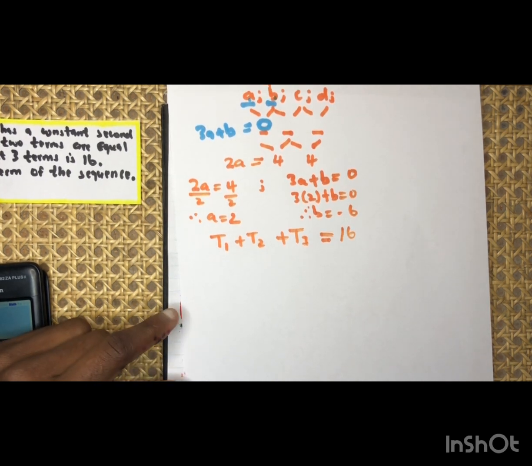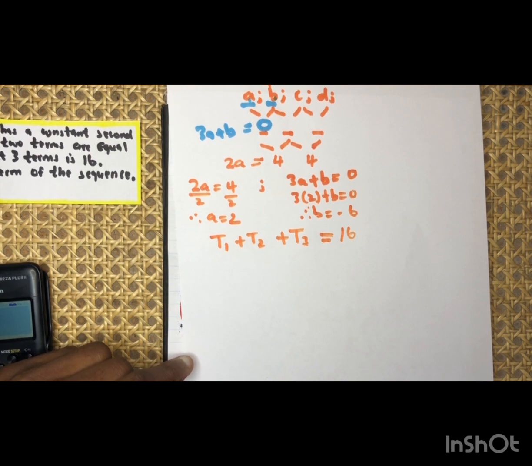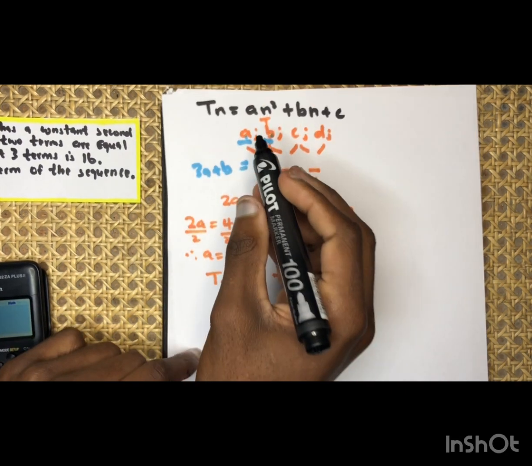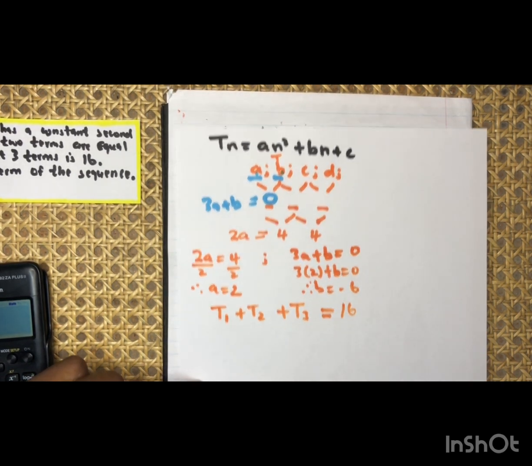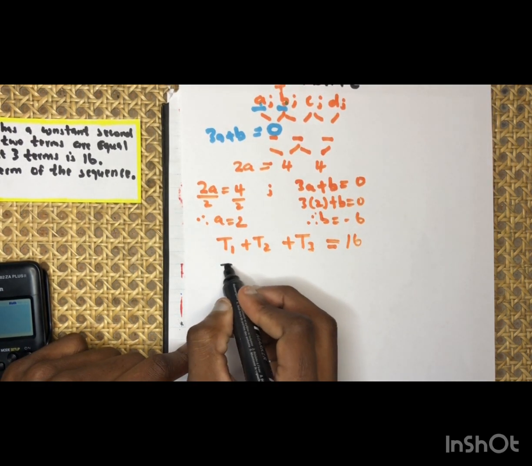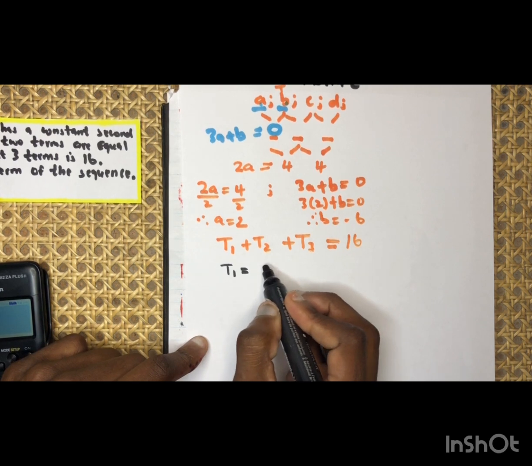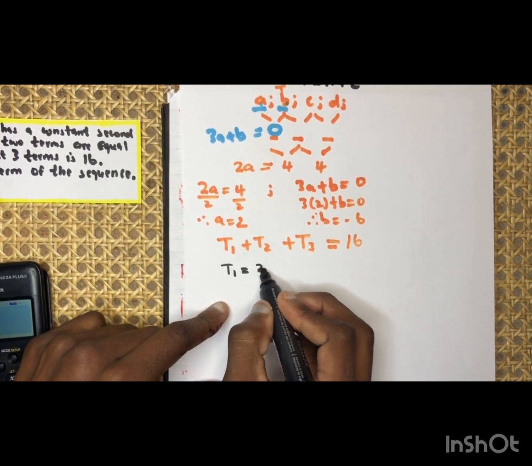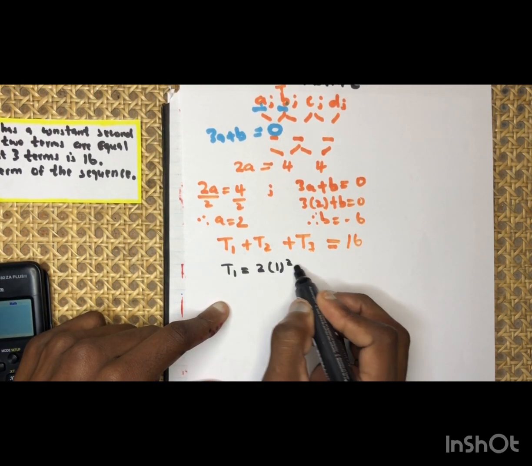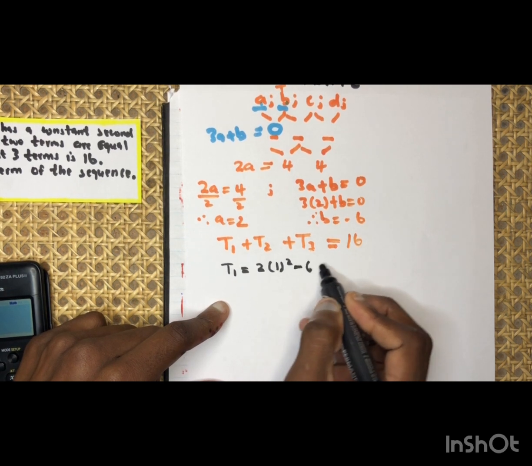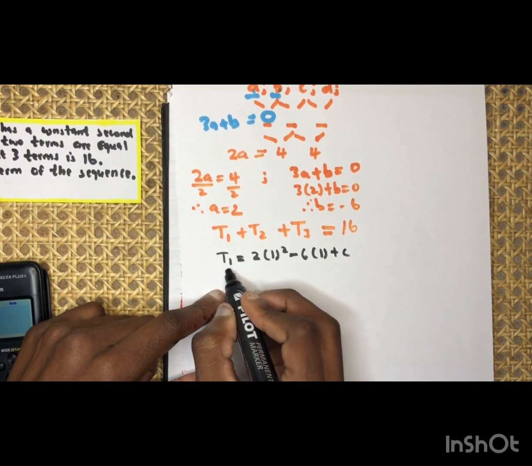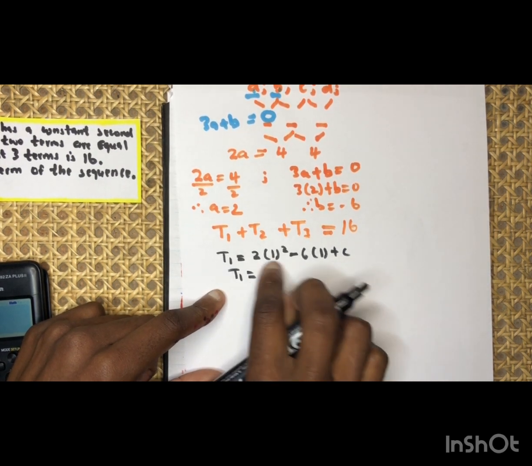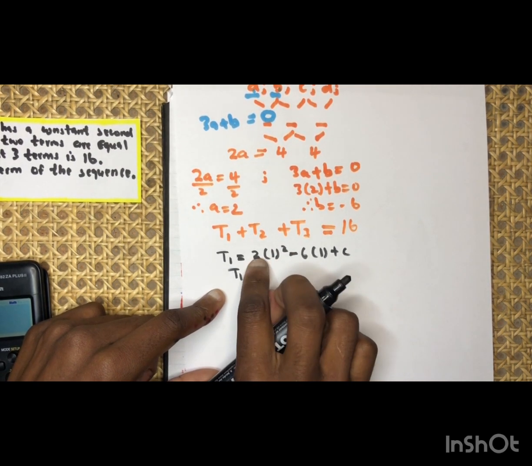Now remember, how can you find T1? Okay, let's break it here. We can find T1 by using the general formula. So T1 will be equal to, your a was 2, then you place 1 squared, your b was negative 6, then times 1, plus c. I want to break it down for you so that you can see T1. So 1 squared is 1, times 2 is 2.